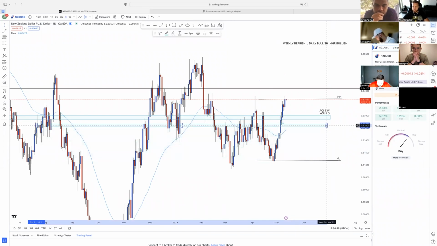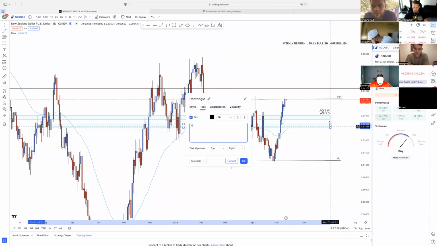You guys notice the size of the box is based on how many bodies I grab. I grabbed 1 body right here, 2 bodies, move it down just a little bit to get 3 bodies, 4 bodies, 5 bodies. That's it. All we need is 3. We don't need more than that. So this is area of interest 2 on the daily.